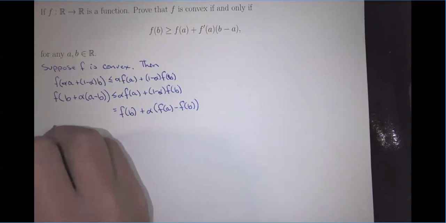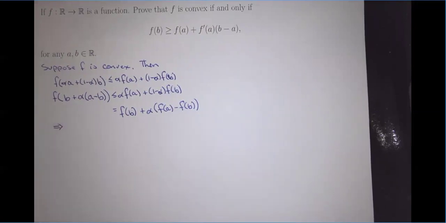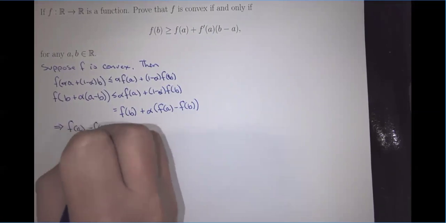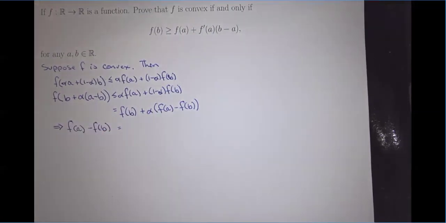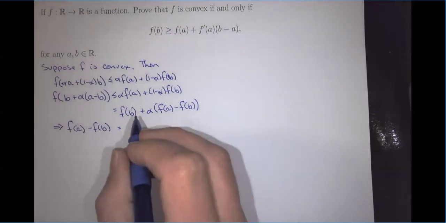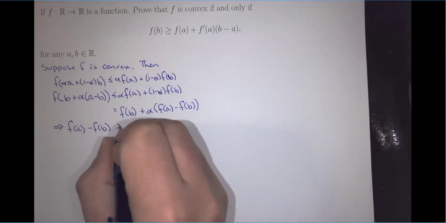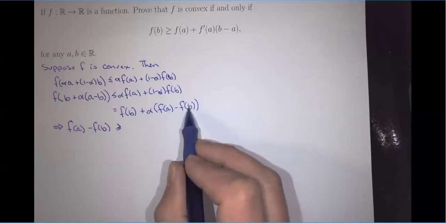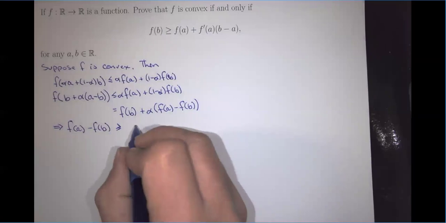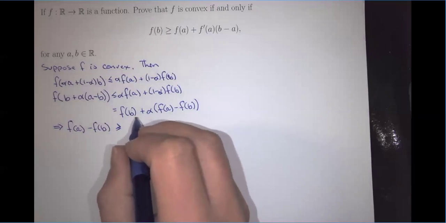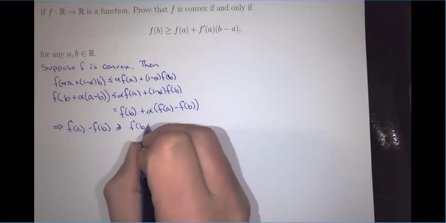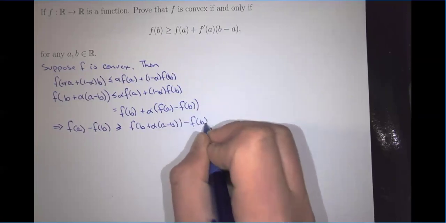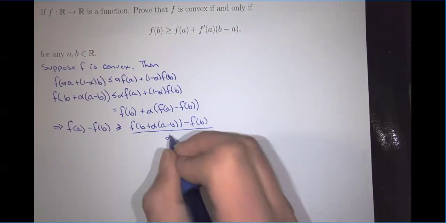Now, this tells us that f of a minus f of b then must be equal to, not equal to, greater than or equal to, just rearranging the last line, f of b plus alpha a minus b, minus f of b, divided by alpha.